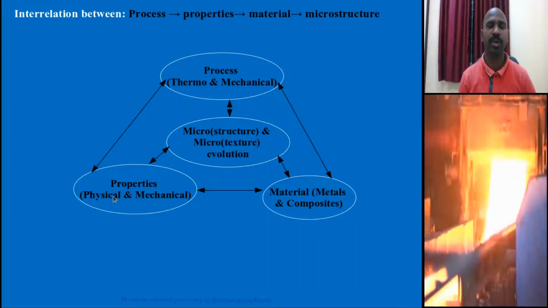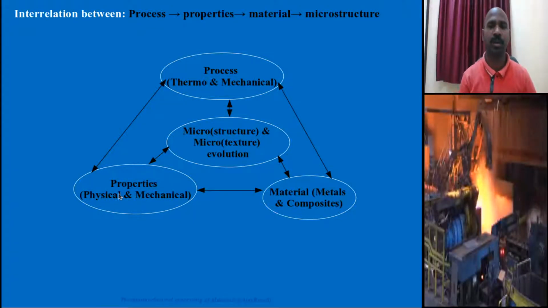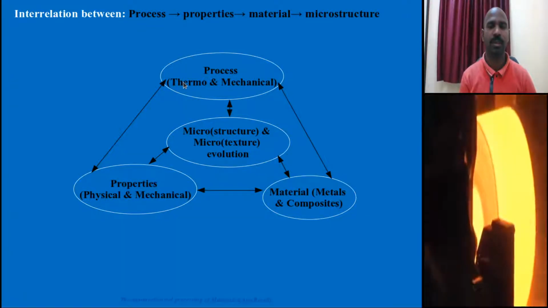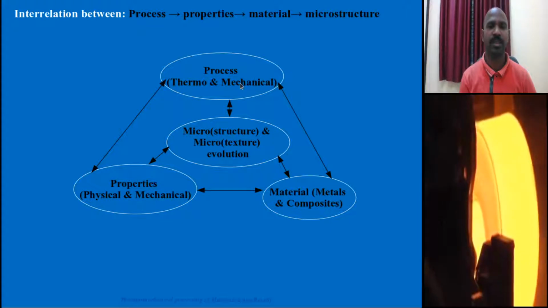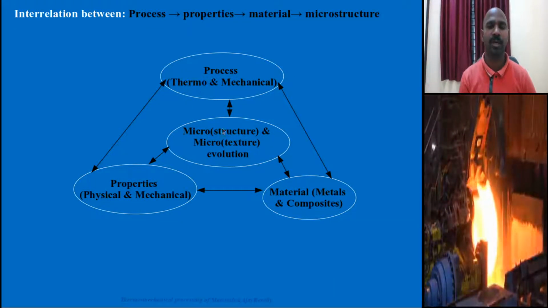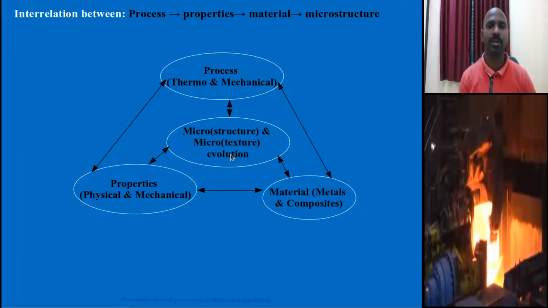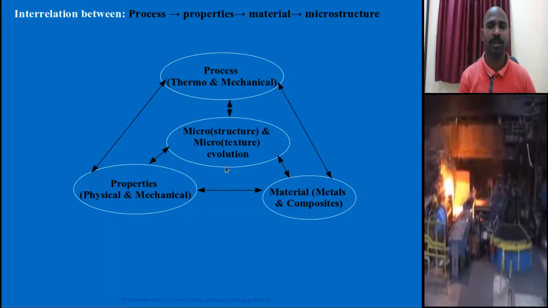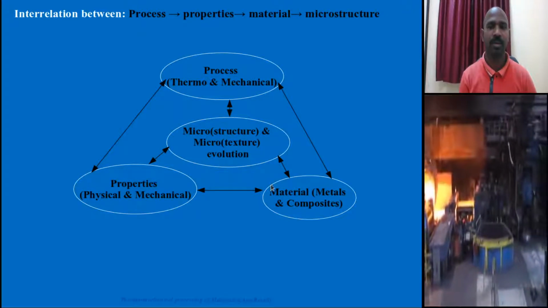Properties could be physical properties such as volume, length, dimension changes, and mechanical properties such as strength and ductility, by the process of thermo and mechanical load, applying the load and applying the temperature. The process is also related to the microstructure and texture evolution. And what materials are chosen for these applications to be studied, microstructure and microtexture?